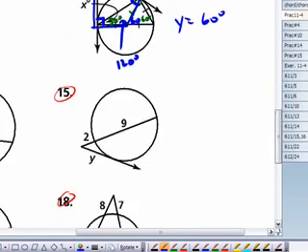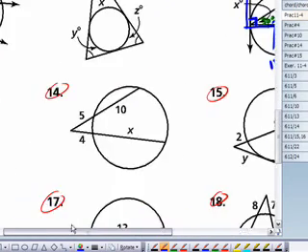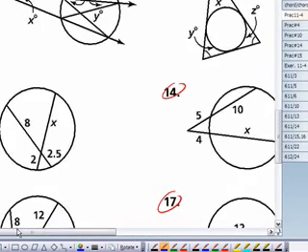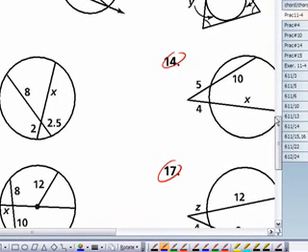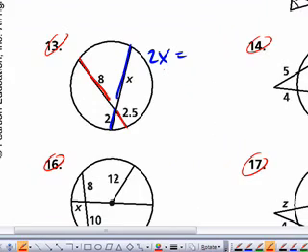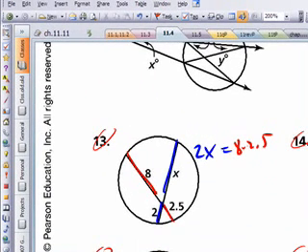Okay, now we're on to looking at segment lengths, not arc and angle measure. So chords intersecting inside a circle. To do that, it's 2 times x, so 2x is equal to, it's opposite pieces, 8 times 2.5. And 8 times 2.5 is going to be 20, so x is equal to 10.